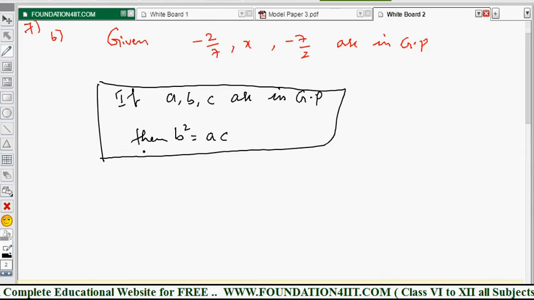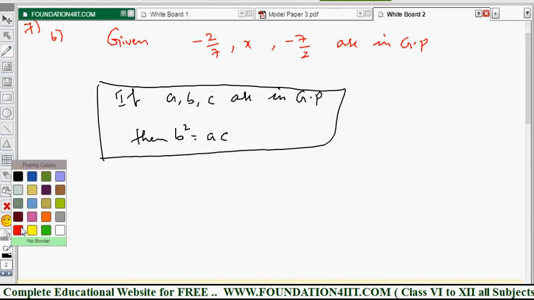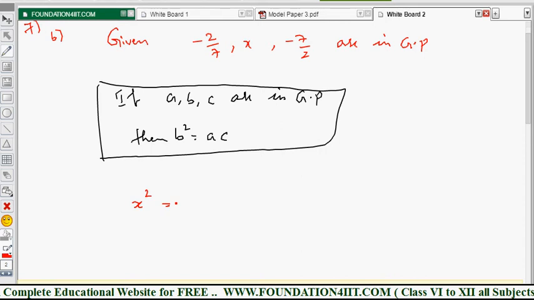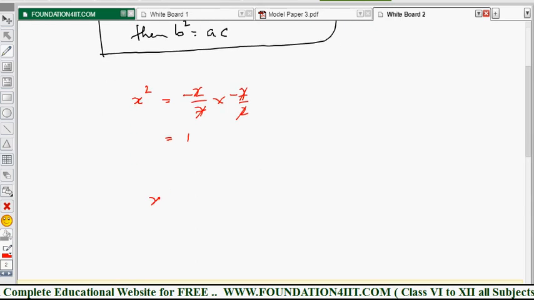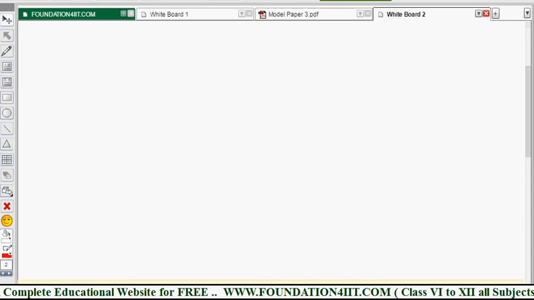So this is the property we apply for this problem. Now according to this, x square, because the middle term is x, x square is equal to minus 2 by 7 into minus 7 by 2. Right? And 2 by 7, 7 by 2. So 2 and 7 cancel, minus 1 times minus 1 is plus 1. So from this x square is equal to 1, then x is equal to plus or minus 1. So plus 1 or minus 1. That's the value of x, two values. So simple problem it is. And let's see the next one.